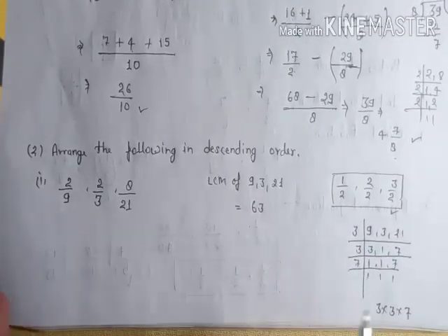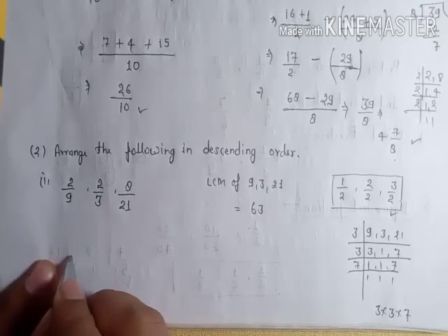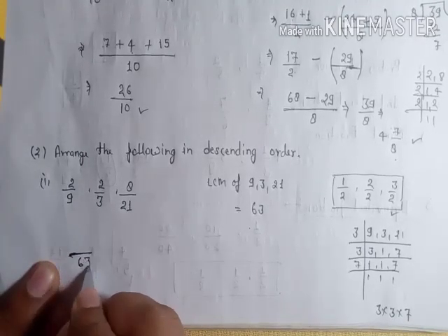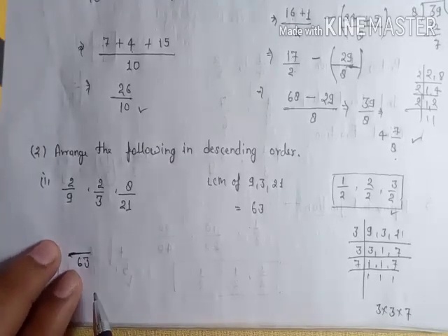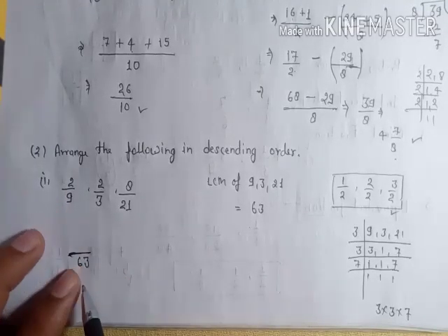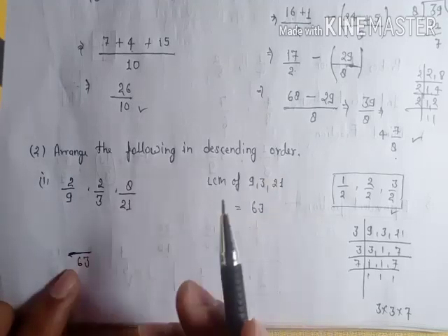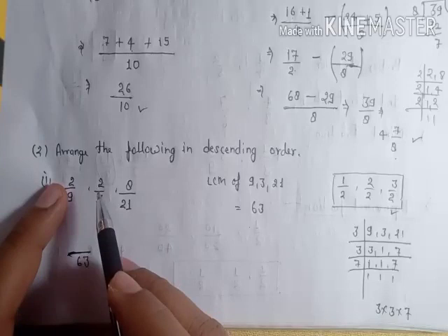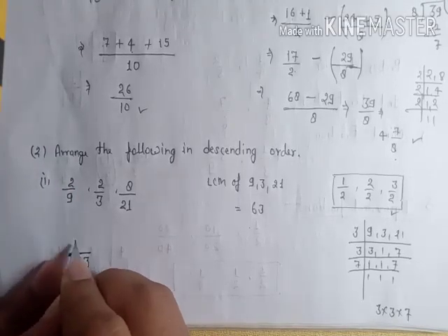So the first fraction can be written as, right here 63, and divide this 63 by 9. 9 7s are 63, we know that, and 7 is the quotient. Now multiply this numerator by that quotient. 7 2s are 14.